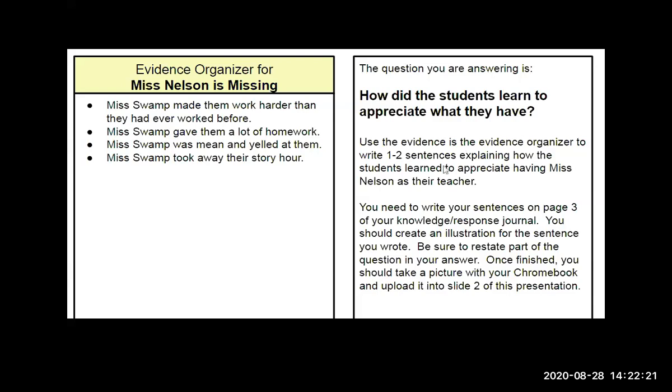Okay? So your sentences need to answer this question. If I'm asking you how they learn to appreciate what they have, you should not write about what they did or what they had for lunch, because that does not answer the question. These are the things over here that answer the question. You're going to write one to two sentences, and you need to answer a question.